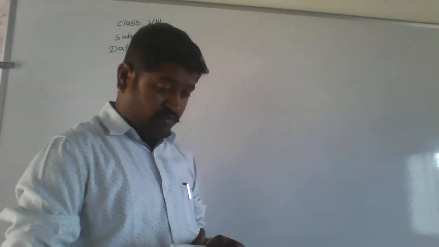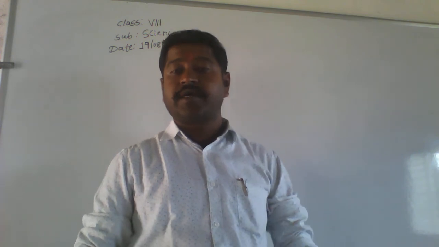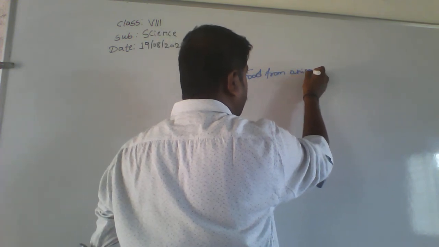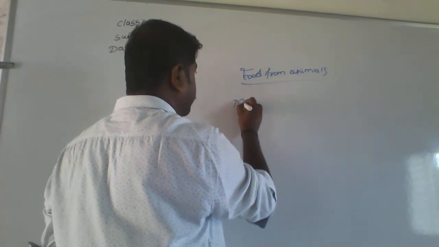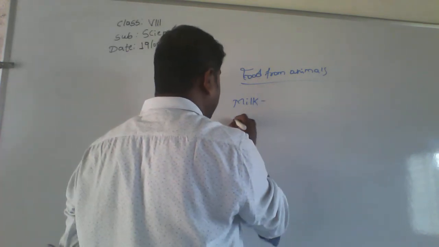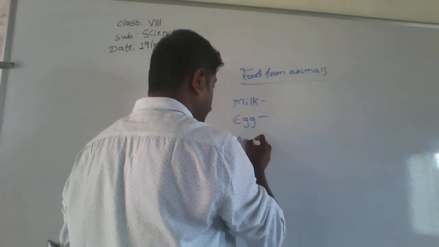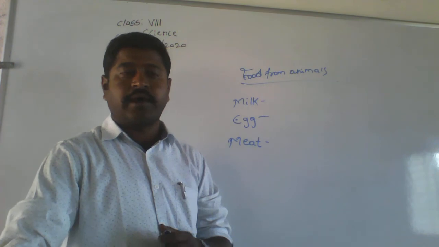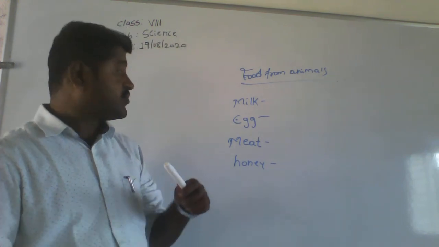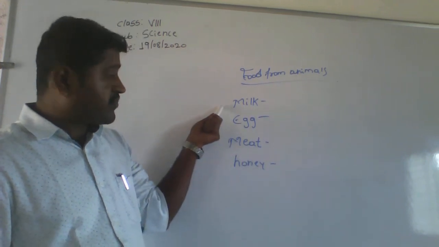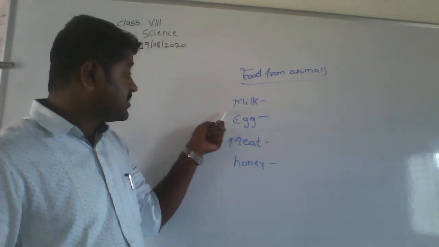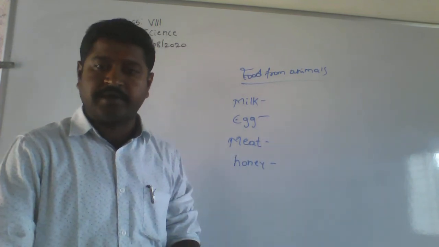The next is food from animals. How are we going to obtain food from animals? For example, we get milk from cow and buffalo, then we get egg, meat, and even honey from honeybees. Milk, egg, meat and honey are all obtained from animals, which is why these are classified under food from animals.